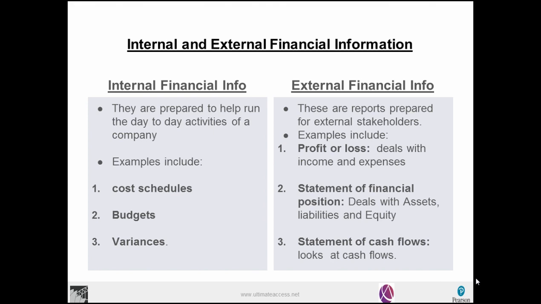But with external financial information, these are reports prepared for external stakeholders. So you'll find that external financial information is relating to financial accounting. So examples would include profit or loss, which deals with income and expenses. We have statement of financial position, which deals with the assets and the liabilities and the equity or capital of a company. And we have the statement of cash flows, which looks at the cash inflow and cash outflow of a company.